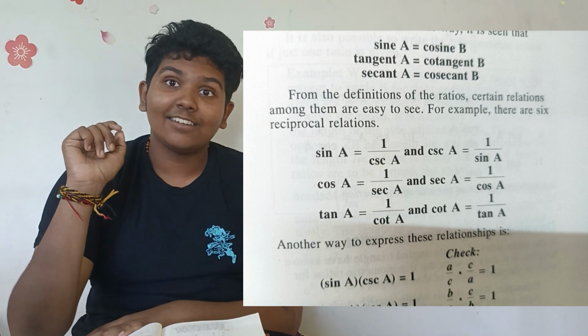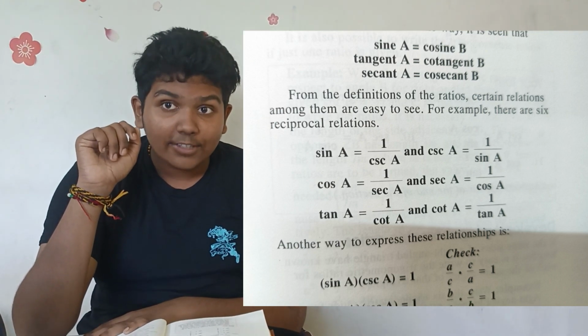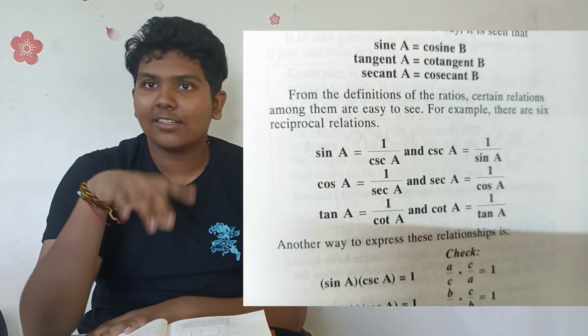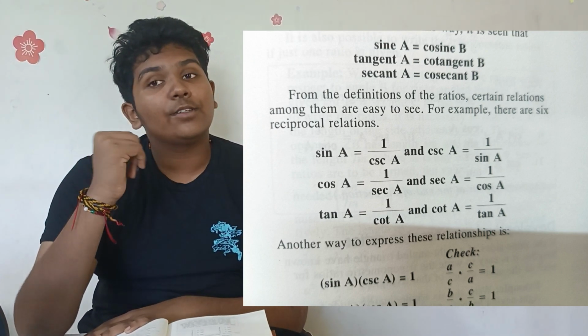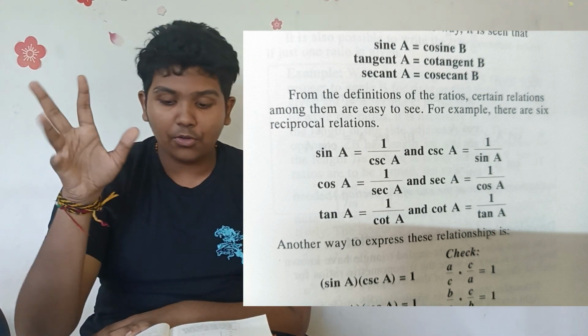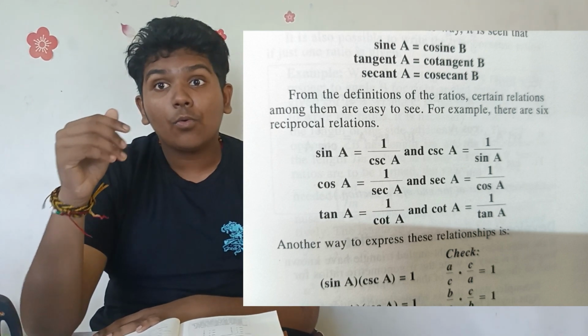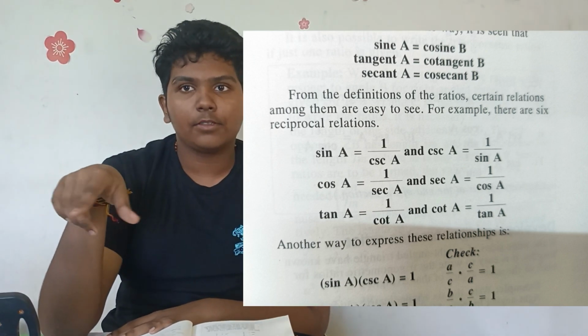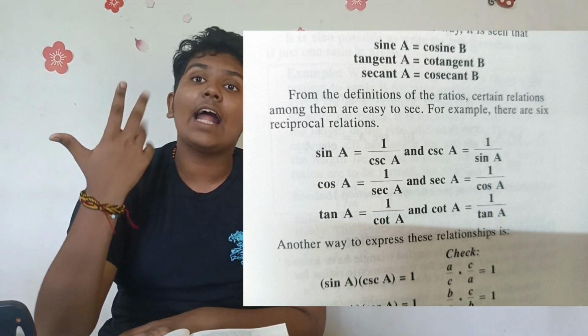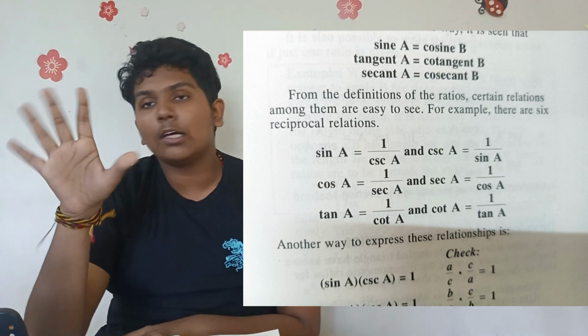Tan, and you think it will be the cot? You think it will be cot? Yes, seems like this cot will go there. So tan A is equal to 1 by cot A. So the tan is you are getting tan on the cot. Just think of it like that.